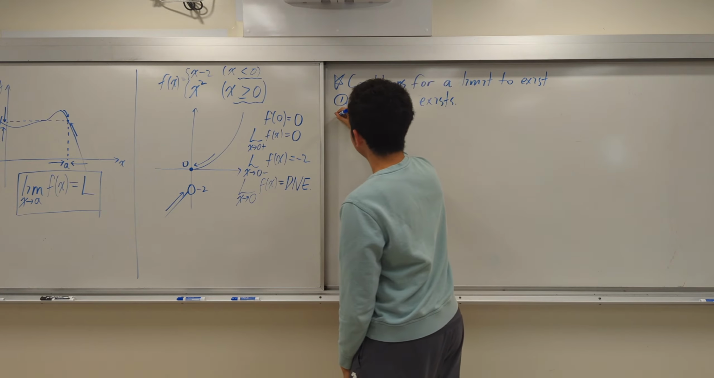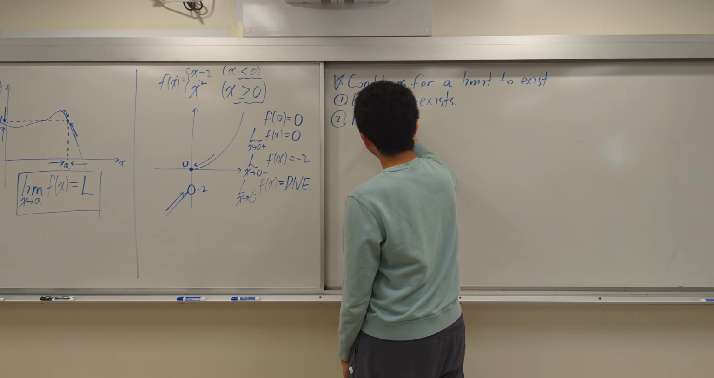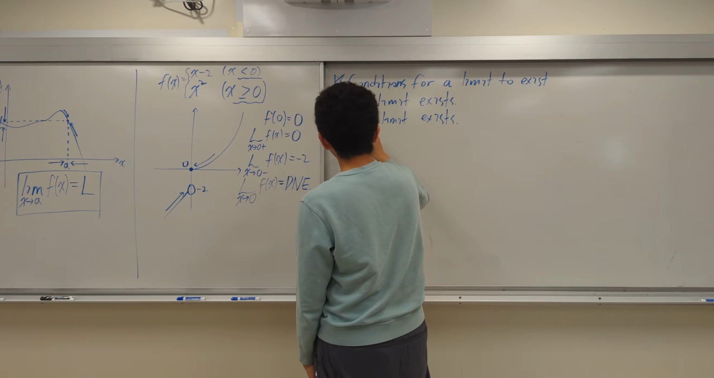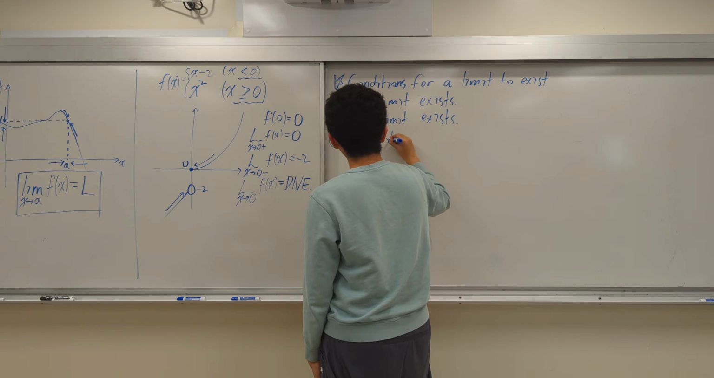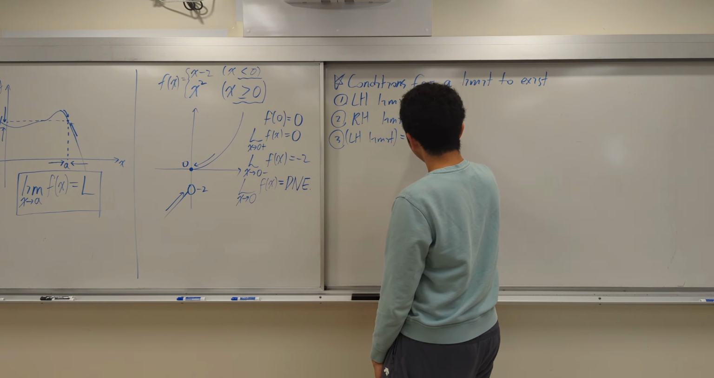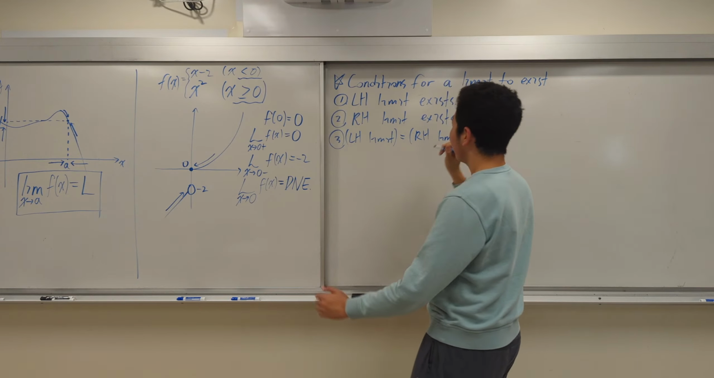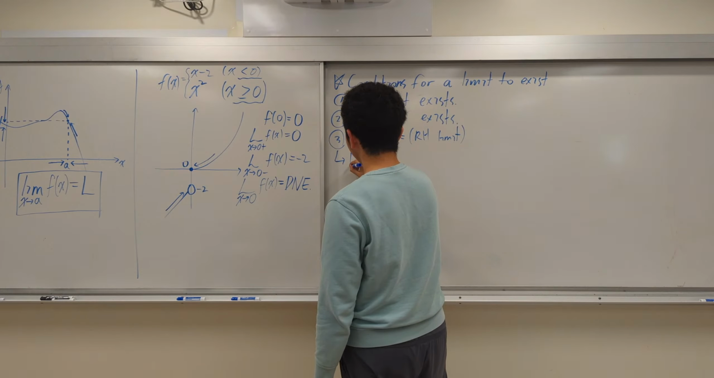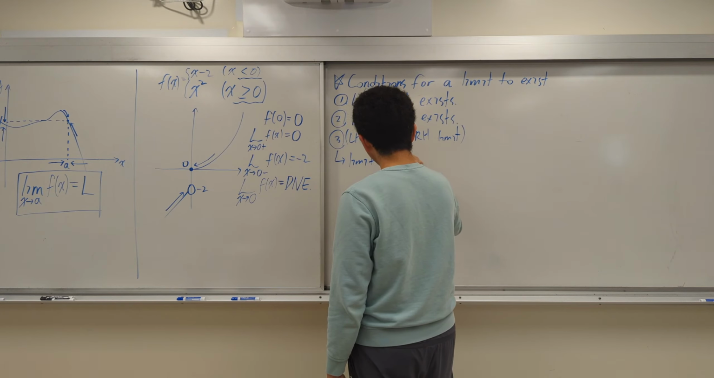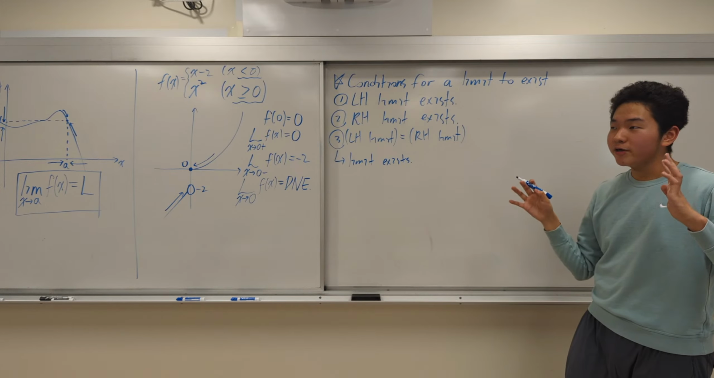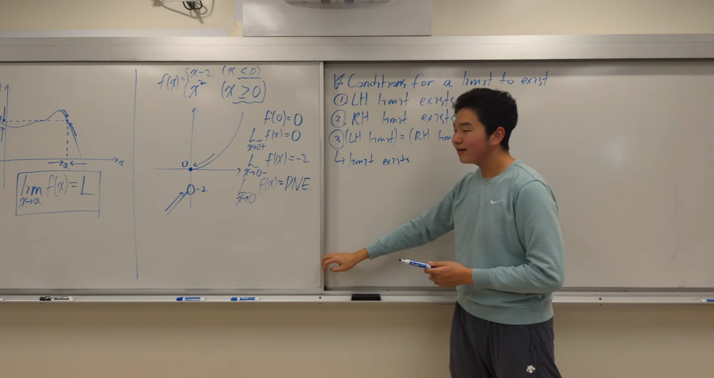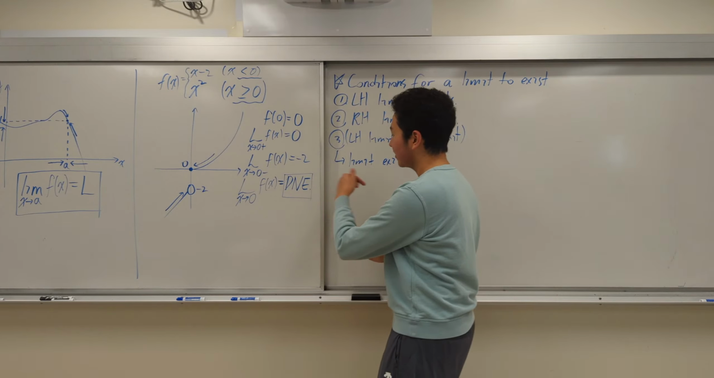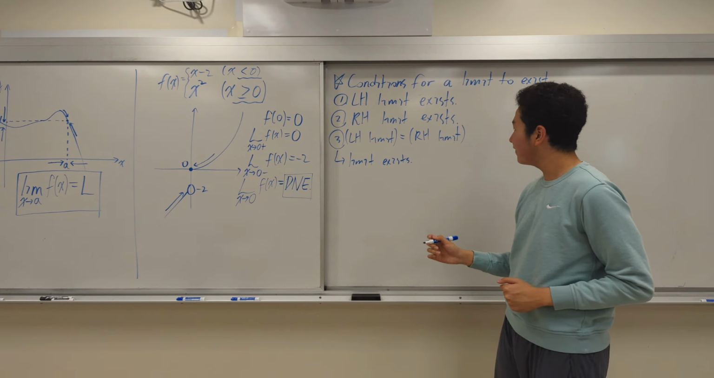Number 2, the right-hand limit exists. Number 3, the most important part, the left-hand limit has to equal the right-hand limit. If all of these 3 things are satisfied, then we can say that the limit exists. But even if one of these things is not true, then the limit does not exist, and we denote it as DNE, okay? Does not exist.